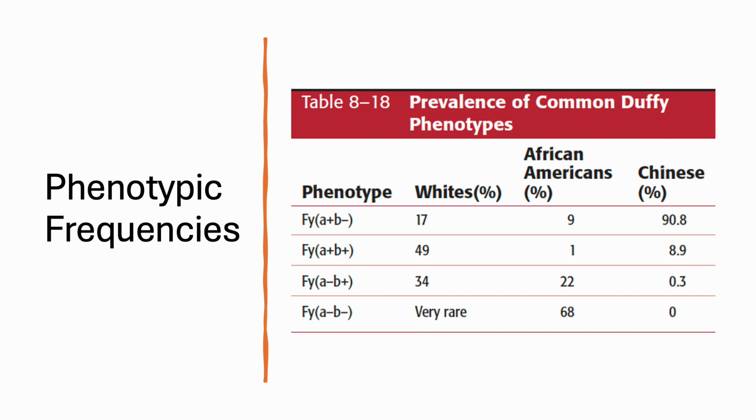FYA negative, B negative is the null phenotype and it's especially significant. So it's very rare in whites and literally not seen in the Chinese population, but it's in almost 70% of African Americans. And this is due to the high prevalence of the FY silent allele, which leads to no Duffy antigen expression on those RBCs. This offers protection against Plasmodium vivax.